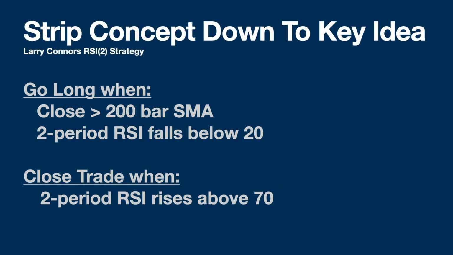All right, this is something I like to do when I run across any idea. The title of this slide is Strip Concepts Down to Their Key Idea. So when I discover an idea, like what we just discovered in Larry Connors' book, I like to strip it down to its key idea. In this case, we can go long when the closing price is above that 200-bar simple moving average. Well, let's remove that. The idea here is, well, that's what Larry Connors picked.